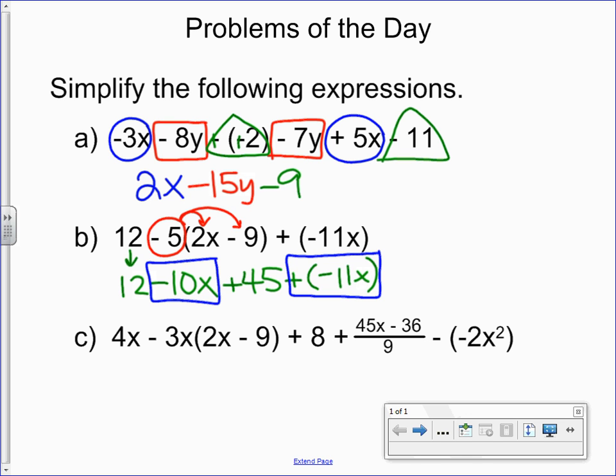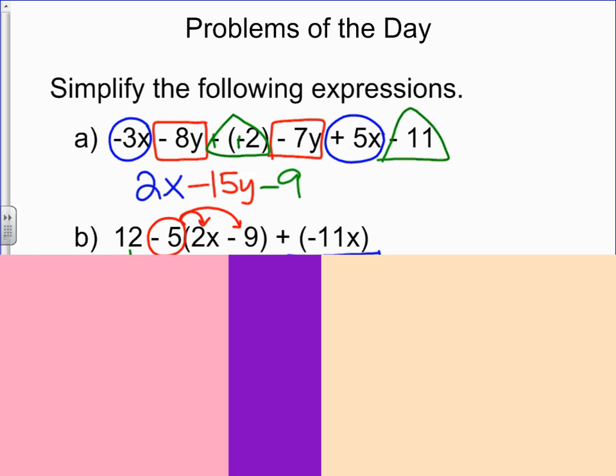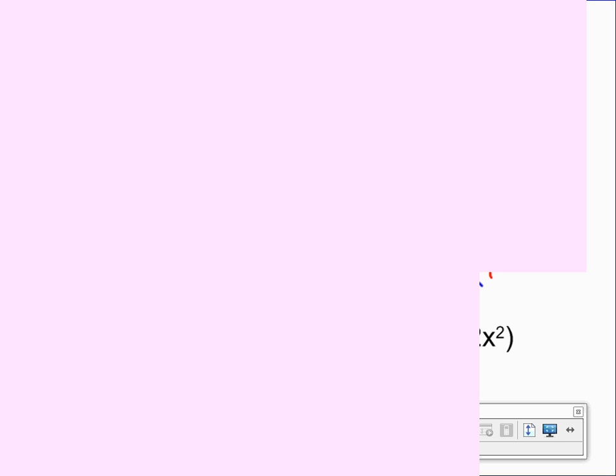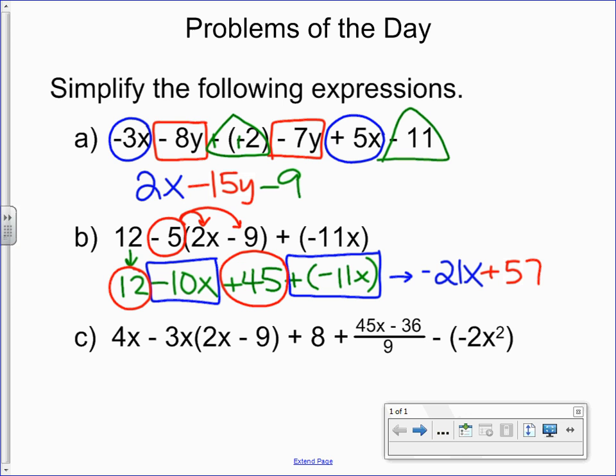I have a negative 10x plus I have a negative 11x. When I combine those, I have a negative 21x. Negative 10 plus negative 11 is negative 21. So negative 21x. Then I also have a 12 and a 45 that I can combine. If I add 12 to 45, I'm going to get a positive 57. So my final answer for B is negative 21x plus 57.